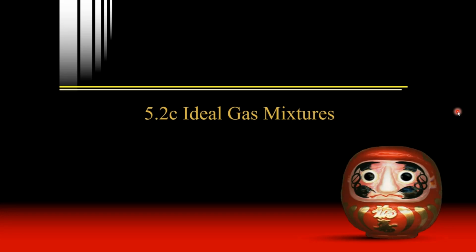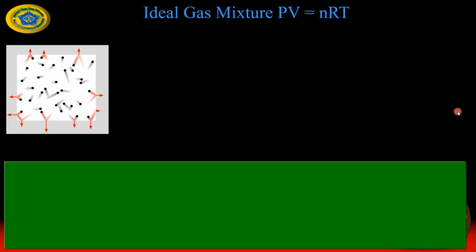So let's go to section 5.2c, ideal gas mixture. Before, we only talked about pure gas, there's no mixture. And now let's think of a mixture of gases. So for an ideal gas mixture, PV equals nRT. You might have A species, B species, and C species in this container.